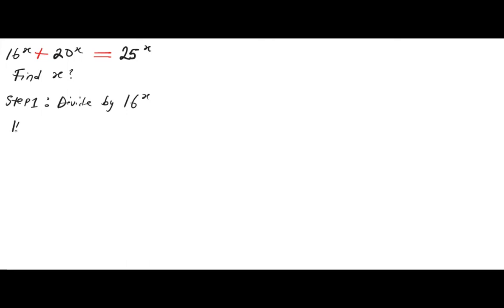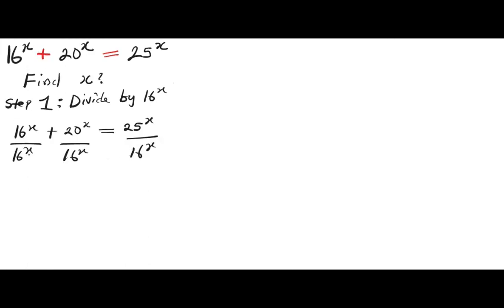We have 16 raised to the power of x plus 20 raised to the power of x equals 25 raised to the power of x, okay? So if we divide by 16 raised to the power of x, you're going to have everything divided by 16 raised to the power of x. So 16 raised to the power of x will cancel 16 raised to the power of x.